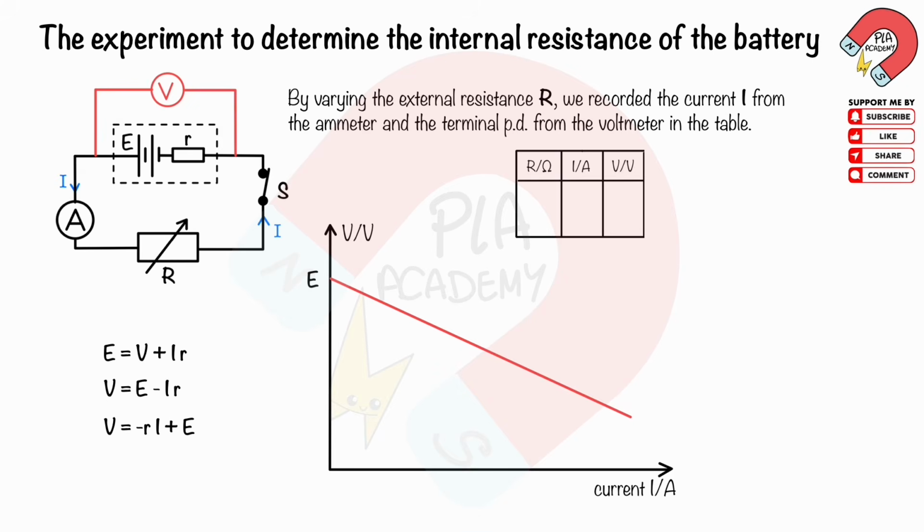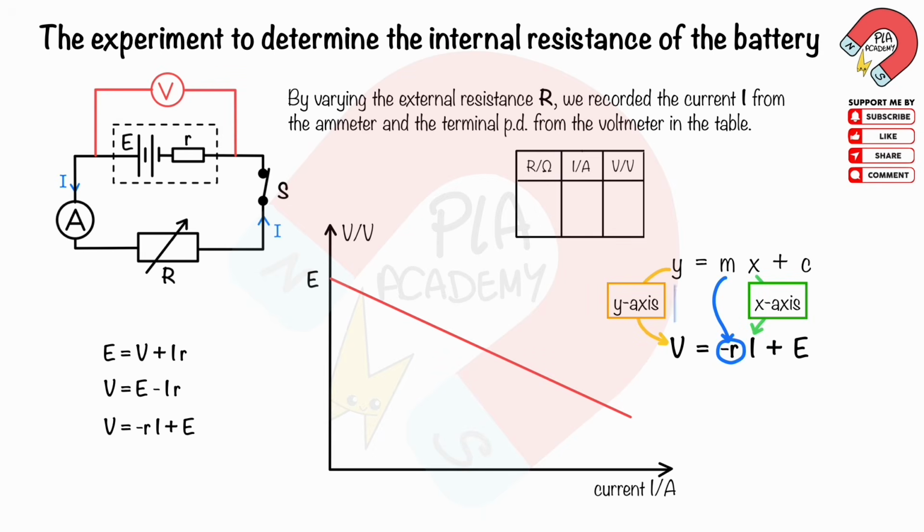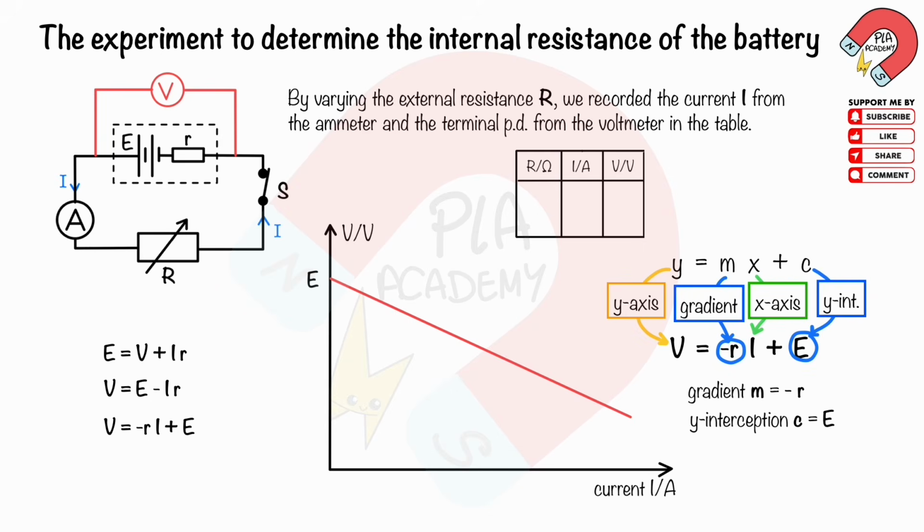From the equation of the straight line, y equals mx plus c. The y-axis represents the terminal PD V. The x-axis represents the current I. So, the gradient m equals negative internal resistance r, and the y-intercept c equals the EMF E. So, we can calculate the internal resistance of the power supply using the gradient of the graph.